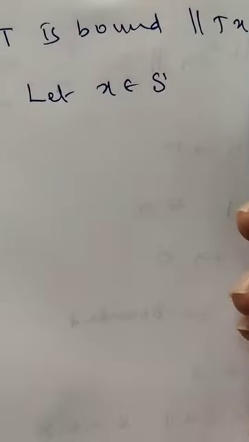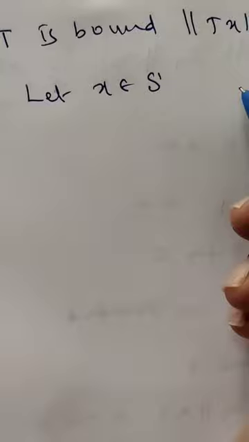This holds for every x belongs to S. Now let x belongs to S be arbitrary. Let us take x to be any element of S. Being an element of S, according to the definition of S, the norm of x is certainly less than or equal to 1, because it is an element in the unit ball.